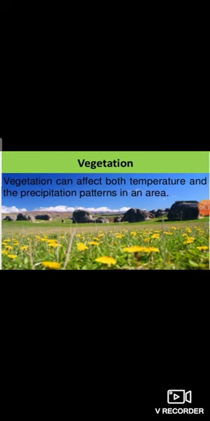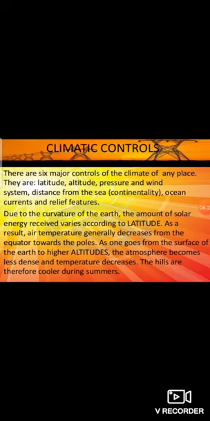Now students, there are six major controls of the climate of any place. They are latitude, altitude, pressure and wind system, distance from the sea, continentality, ocean currents and relief feature. Now, due to the curvature of the earth, the amount of solar energy received varies according to latitude. As a result, air temperature generally decreases from the equator towards the pole.